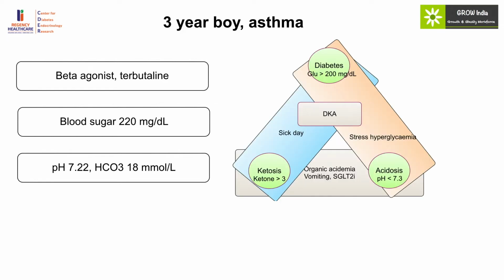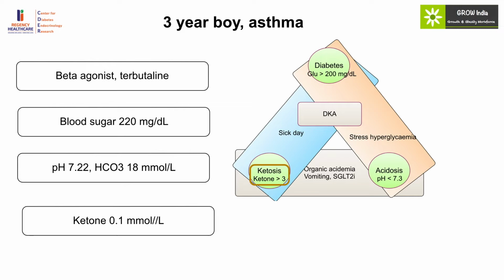So diabetic ketoacidosis is basically a triad of diabetes, ketosis and acidosis. And what we are seeing here is that there is diabetes and the sugar levels are not very high as usually seen in the setting of first presentation of DKA. There is acidosis, but what about the third most important component of ketosis? So we ordered for ketones, which were found to be negative, which goes against the diagnosis of DKA in this setting, and this is characteristic of stress hyperglycemia.